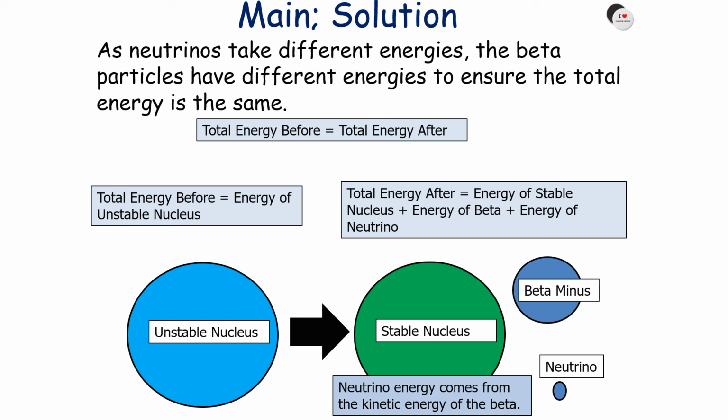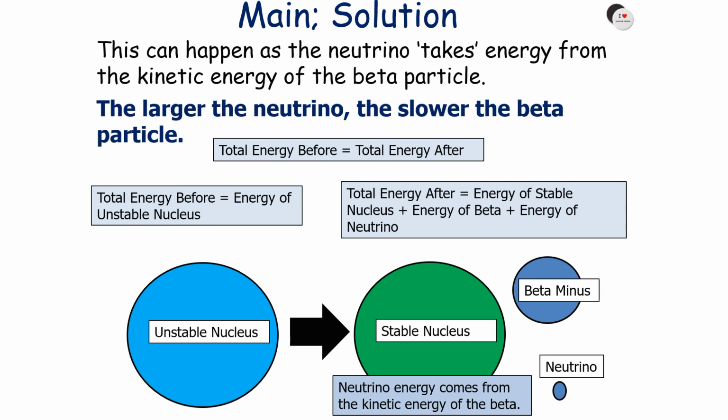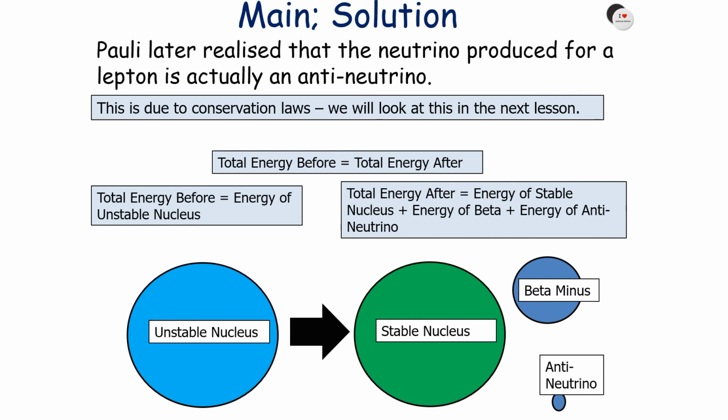So the neutrino energy comes from the kinetic energy of the beta. As the neutrinos take different energies, the beta particles have different energies to ensure the total energy is the same. It means the larger the neutrino energy, the slower the beta particle. Now Pauli later realized that the neutrino produced with a lepton is actually an anti-neutrino, and this is due to conservation laws, which we'll look at next lesson.